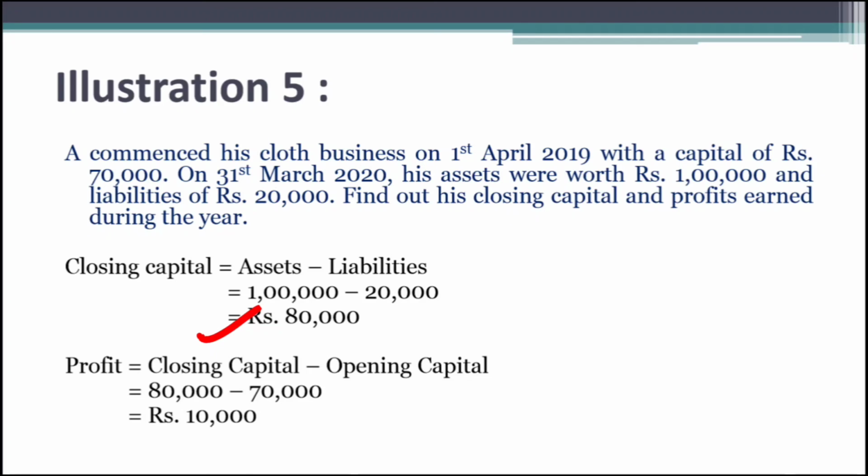Alright. But this question has a slight twist. Also, we need to calculate the profits earned. Now, how to calculate the profits? Obviously, we know this, that closing capital minus opening capital can give us the total amount of profit or loss incurred or earned during the year. So, in this example, our closing capital was 80,000 and our opening capital was 70,000. So, profit comes out to be 10,000.